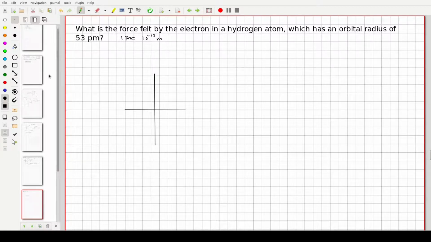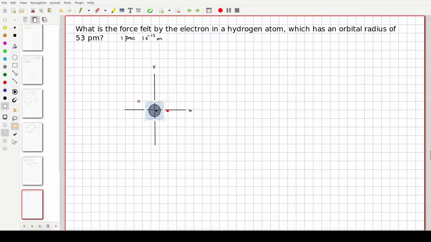So what we have here basically is, here's my coordinate system. Here's y, here's x. Here is my proton at the center, right there. And then here's my electron, we'll say, going around over here in a circle. And then this right here is my vector, R12.